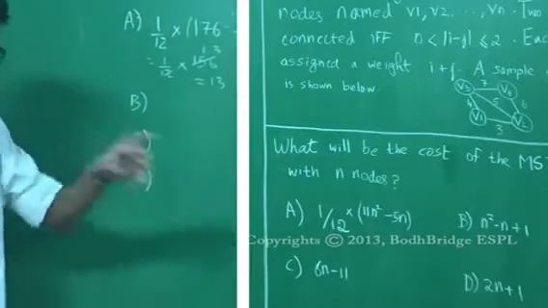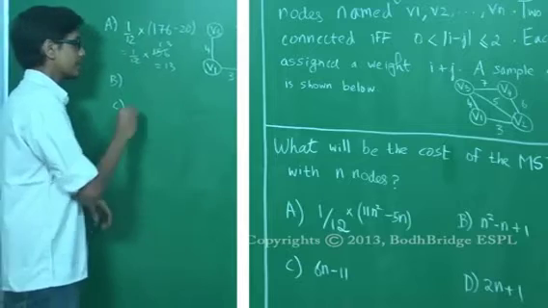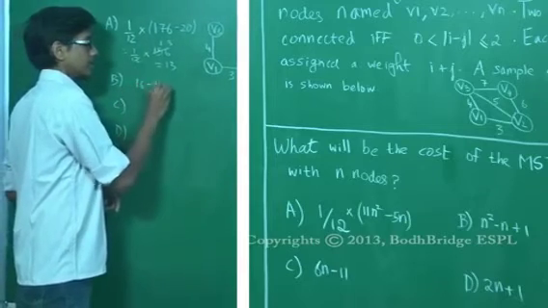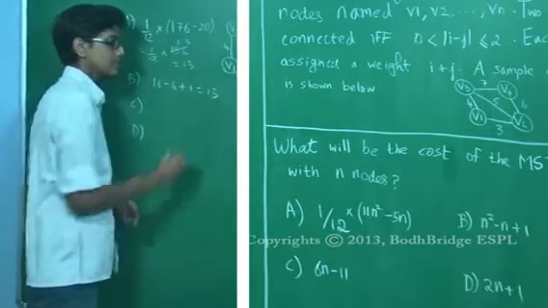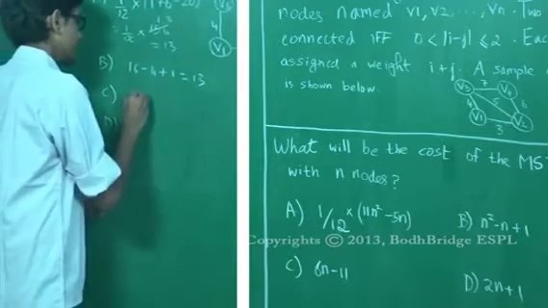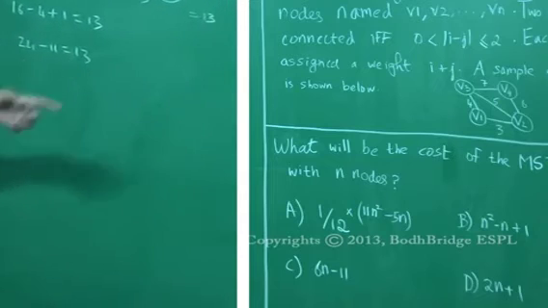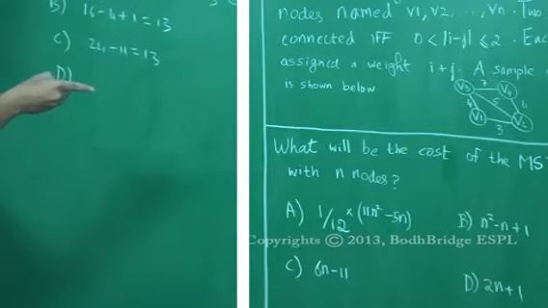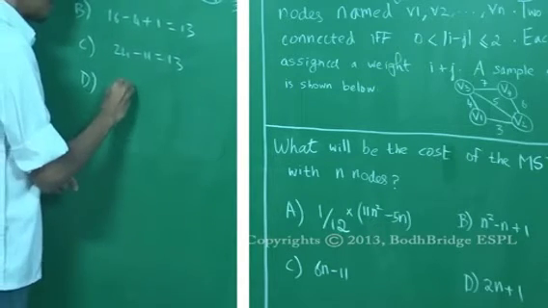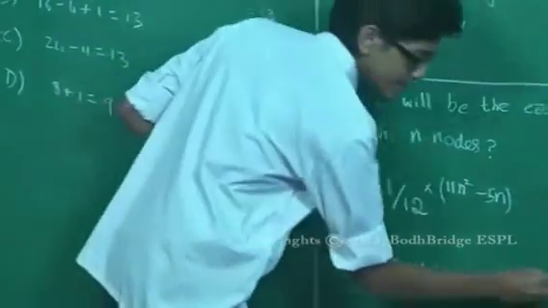Option B is 16 minus 4 plus 1, n is 4, so 16 minus 4 plus 1 is 13. B also satisfies. Option C is 6 into 4, 24 minus 11, which is again 13. Option C also satisfies. Option D is 2n plus 1, 2 into 4, 8 plus 1 is 9. So option D does not satisfy. So we know that option D is not the answer.